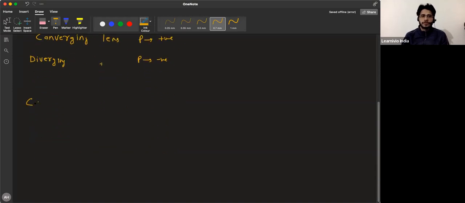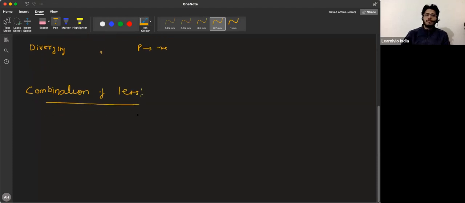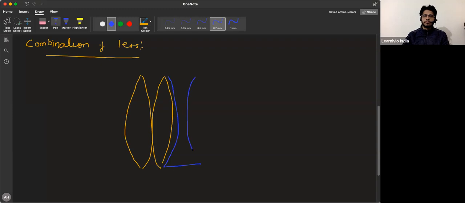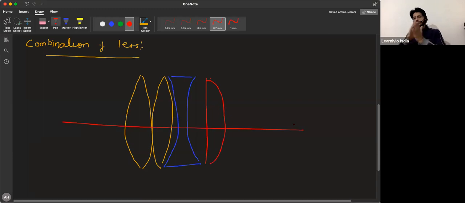See, the next is combination. You have a combination of any type of lens, means you can combine one convex lens, another convex lens, or you can combine them with a concave lens also. You can have any type of lenses, concave, convex, plano concave, plano convex. But the condition is all these lenses are thin lenses and they are placed in contact. There is no separation between the lenses.